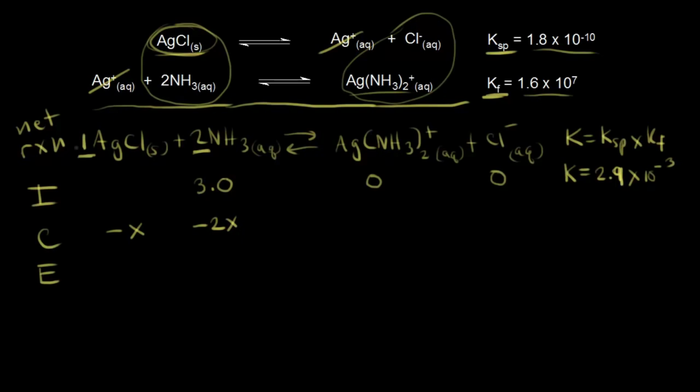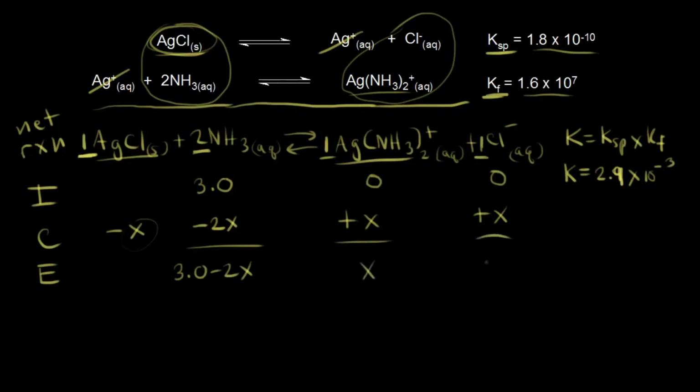For our products, if 1 mole of silver chloride dissolves, we make 1 mole of our complex ion. So if we're losing X over here, we'd be gaining X for the concentration of our complex ion. And same thing for the chloride anion, because our coefficient is a 1, so we gain X for the concentration of chloride anion. So at equilibrium, our concentration of ammonia is 3 minus 2x, our concentration of complex ion is X, and our concentration of chloride anion is also X.